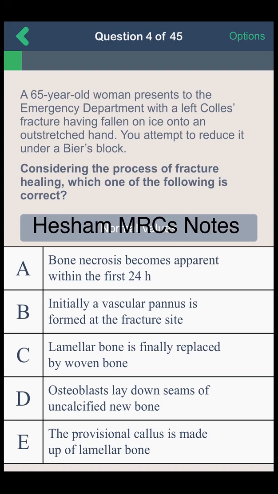Lamellar is not replaced by woven, the reverse. Woven is replaced by lamellar. And then the trabecular bone becomes compact bone. Later on, the remodeling phase, when any excess bony callus is removed by the osteoclasts for reconstruction and remodeling of the shaft of bone, and this process takes about years. Okay, there are the 4 stages: hematoma formation, fibrocartilaginous callus, bony callus, and remodeling. Okay, excellent. So the choice here will be D.